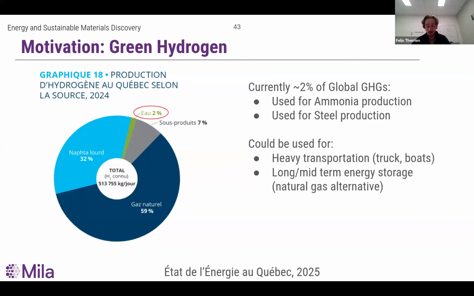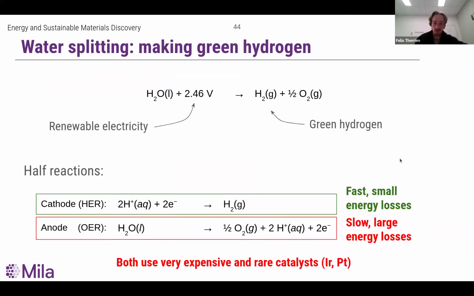That needs to be increased, especially if we want to move towards a hydrogen economy where we replace conventional diesel engines with hydrogen, for midterm energy storage or for heavy transportation, for example. So if we want to get to this hydrogen economy, we need to find a way to produce green hydrogen more efficiently.